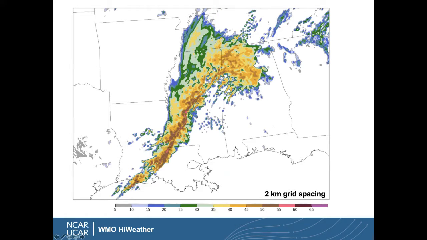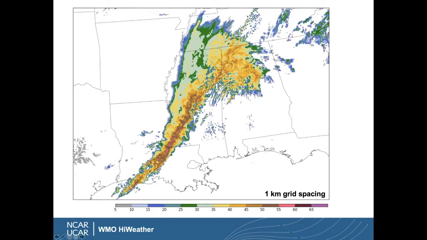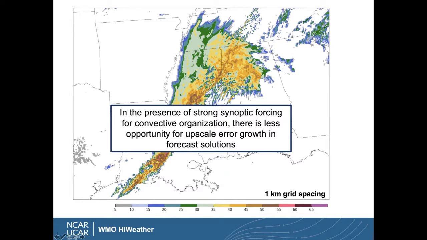And then we can do the eye test and go down to 1-kilometer grid spacing. And again, we see added detail in the 1-kilometer grid spacing forecast, but largely all the features are still in roughly the same place. We haven't really added a lot of new information by going to higher resolution forecasts. And so in this case, a lot of our predictive capability is really coming from synoptic scale forcing, and there's very little opportunity for error growth to go from the convective scale back up to large scales and to perturb this sort of large scale predictability of the system.